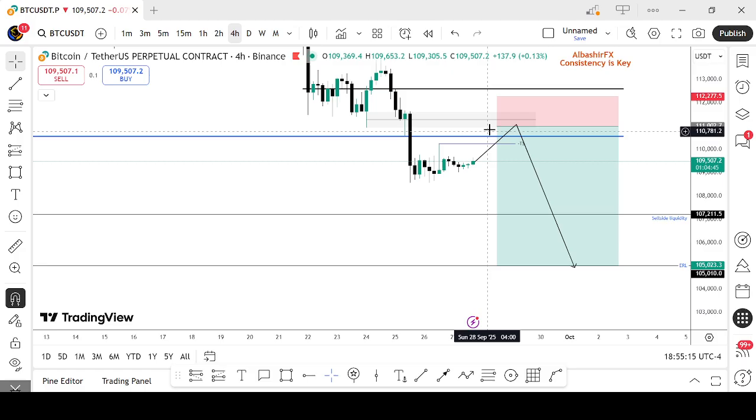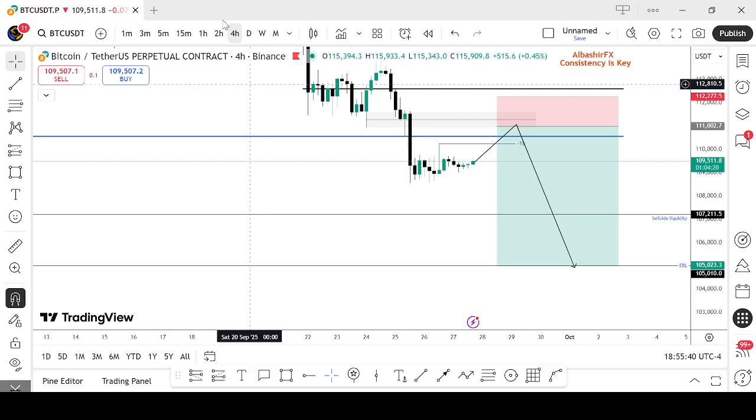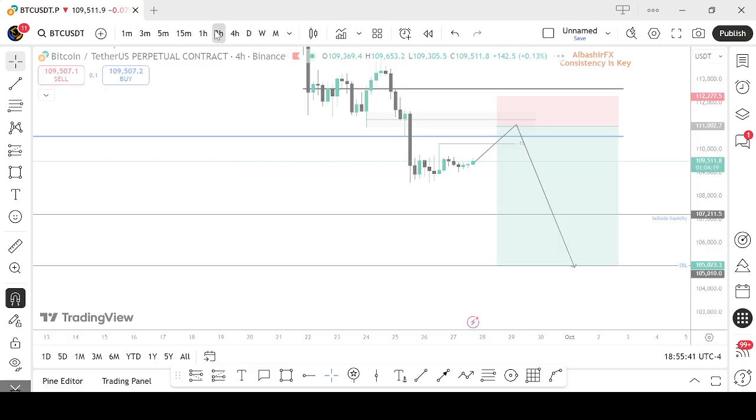But since I don't swing, I don't normally trade Bitcoin like that, so I'm going to wait for price to get to this level, especially this market structure shift, this blue line. As soon as price gets above it, I'm going to watch Bitcoin more closely to get my own directional bias. So let's go to the 2 hour time frame.